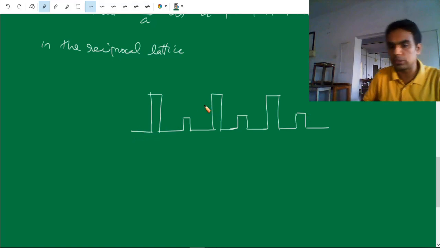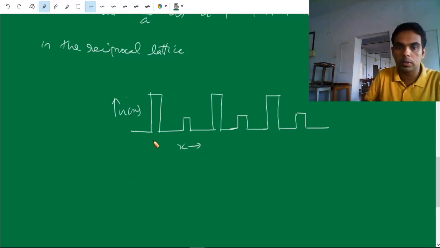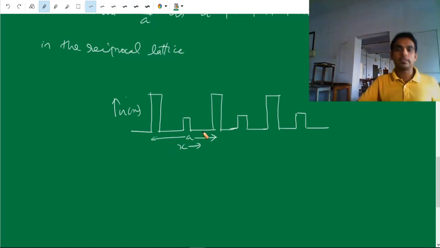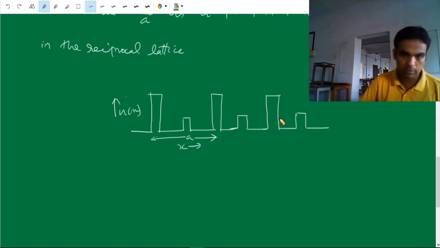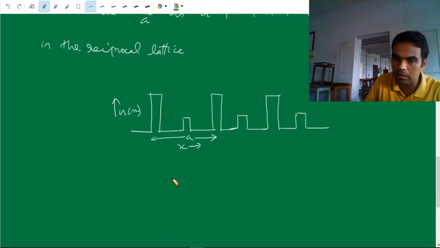So this is a periodic function. For example, this is a periodic function, n of x on this axis and x on this axis. The periodicity is a, the periodicity of the lattice, and the corresponding reciprocal lattice. So n of x can be written as a Fourier series, and the points 2 pi p by a are the reciprocal lattice points, or points in the reciprocal lattice.